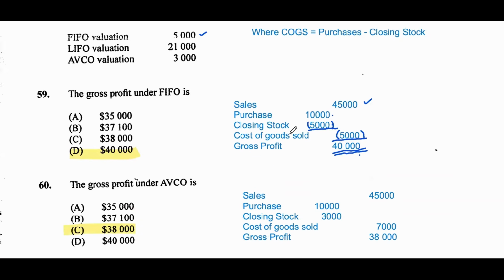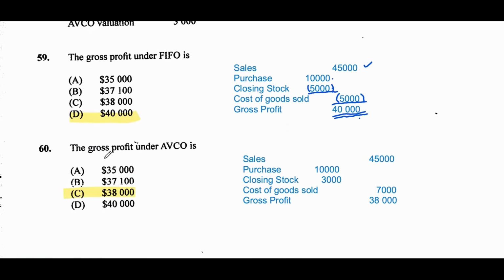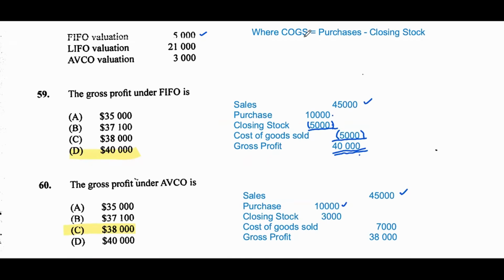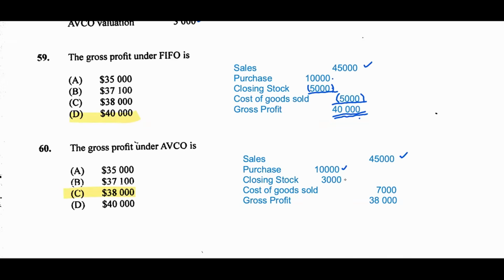Great job, guys. Time for us to move on to question 60. Final question coming up. Gross profit under the AVCO method. Well, same sort of calculation. Put on our sales. We have our purchases as 10. Now on the AVCO valuation, closing stock is $3,000. We're going to use that. Good. Cost of goods sold will now be 7,000. Therefore, gross profit will be 45,000 minus 7,000, which will give us a value of 38,000. Answer should be C. There we go, guys.